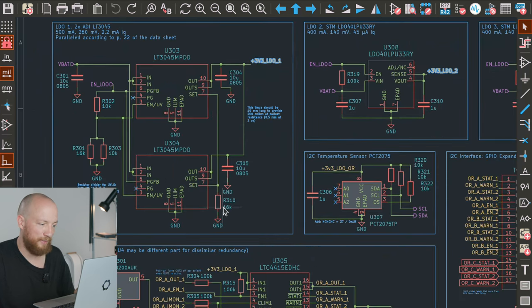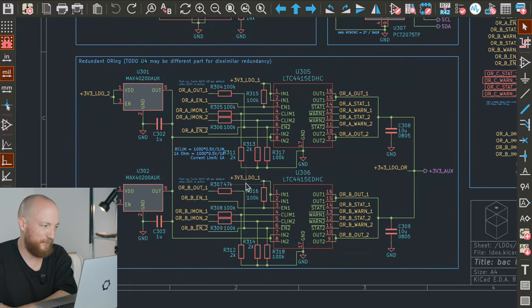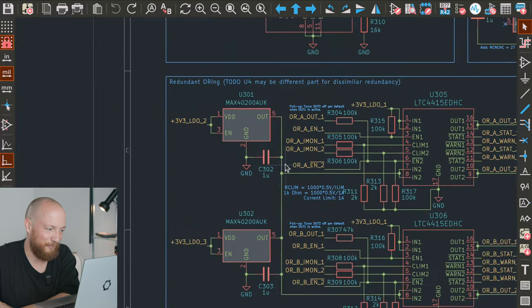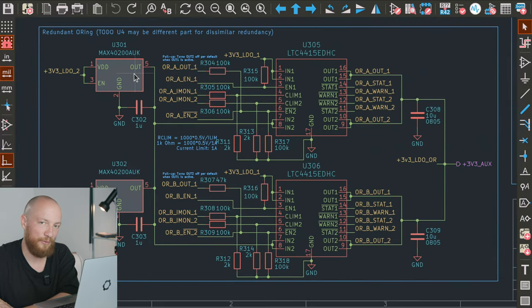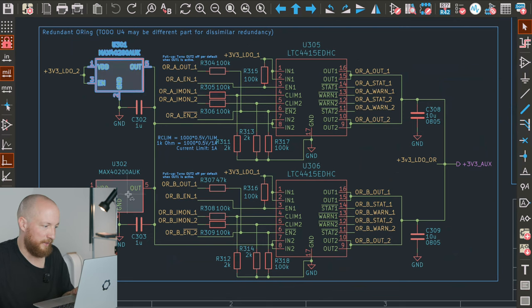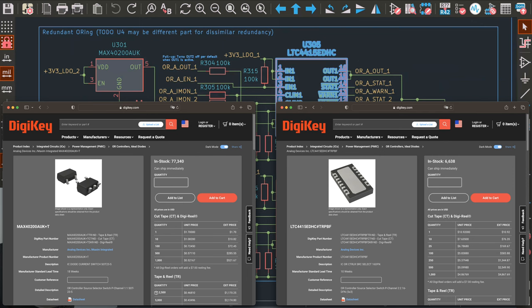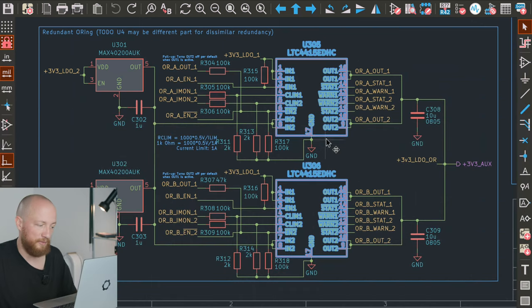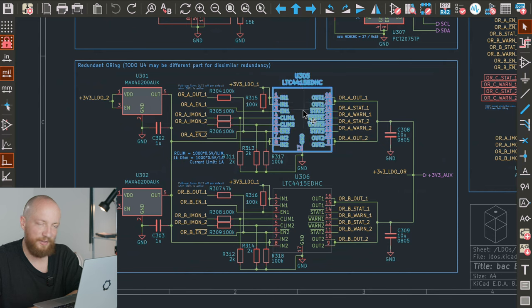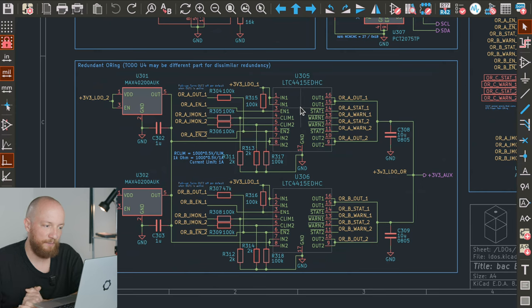So what do we do with these now if we want to achieve some degree of redundancy? This is where this section comes into play, which looks a bit overcrowded as well, if you ask me, but it's actually not too complicated. So what we have here are four O-ring controllers. So these are basically ideal diodes. These two over here are Maxim Integrated parts, and these over here that have two inputs each are Analog Devices parts. This LTC4415 is a very interesting part in my opinion, because we get two inputs and two outputs and we get to switch manually between the two. Also, we have built-in current monitoring and current limiting, and we get some status signals for the output. So that's kind of a lot in a smallish package.